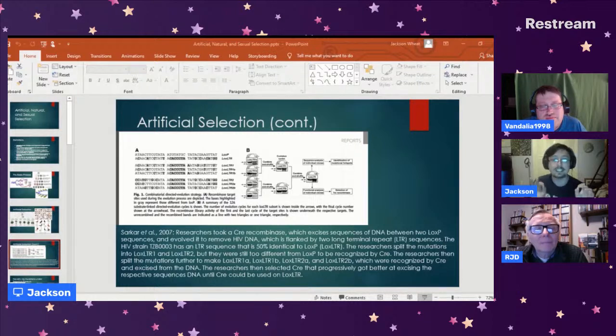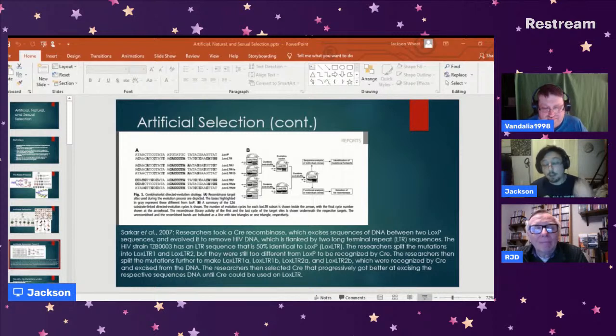And so what they did was they selected for the strains of E. coli which, due to mutation, could excise the sequence between those flanking sequences better than the others. So they picked the ones who could do it best. They artificially selected the E. coli who are the best at splicing out these sequences of DNA. And as they got progressively better at doing 1A, 1B, 2A, and 2B, CRE recombinase was eventually able to recognize LOXLTR1 and LOXLTR2.